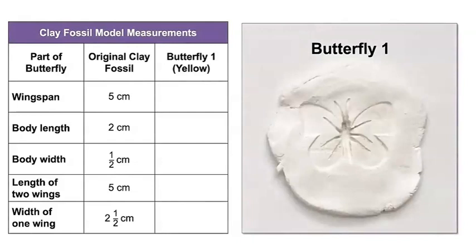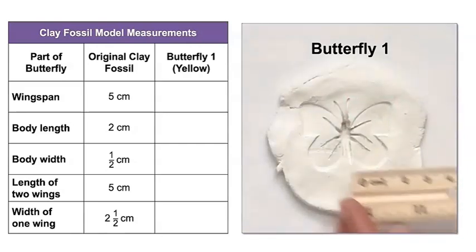Now it's time to take some measurements. This is the impression created by using butterfly 1, the yellow butterfly. We'll take the same measurements that we did last time: the wingspan, the length and width of the body, the length of 2 wings, the top wing and the bottom wing, and the width of 1 wing. Of course, we'll measure in centimeters.